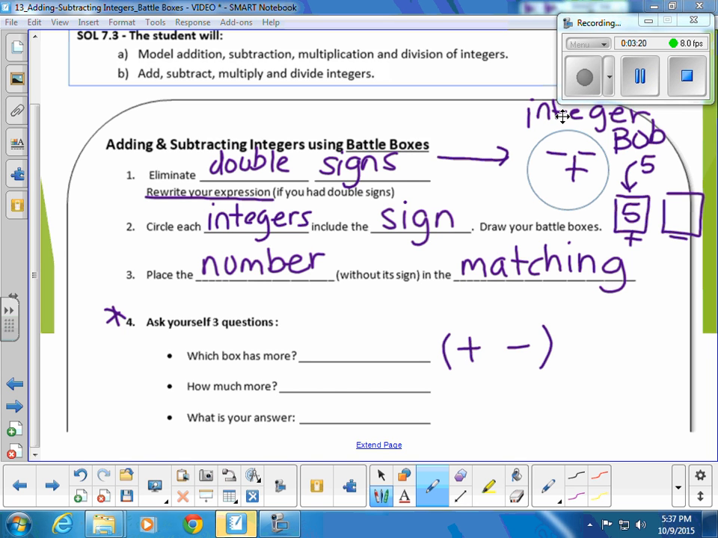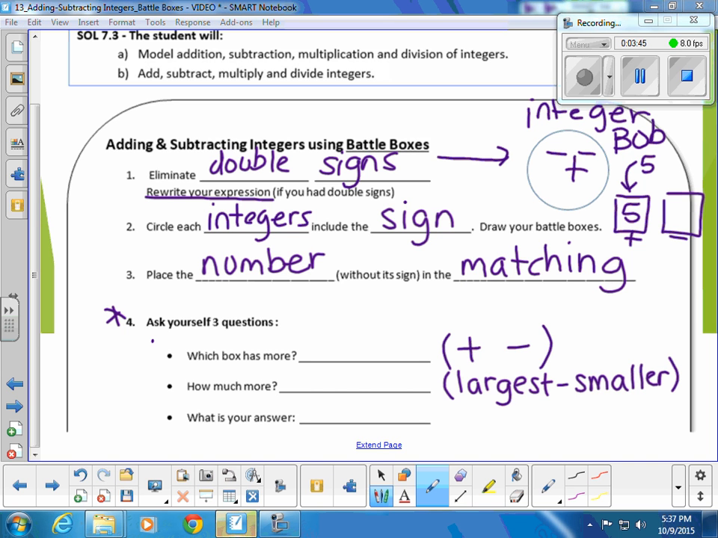Then when we say how much more, if your signs are different, you're going to take your largest number minus the smallest number to find how much more. Now, if they're all in the same box, that's easy. What are you going to do? Just like when they were all the same color in your counters, you're just going to add them up.